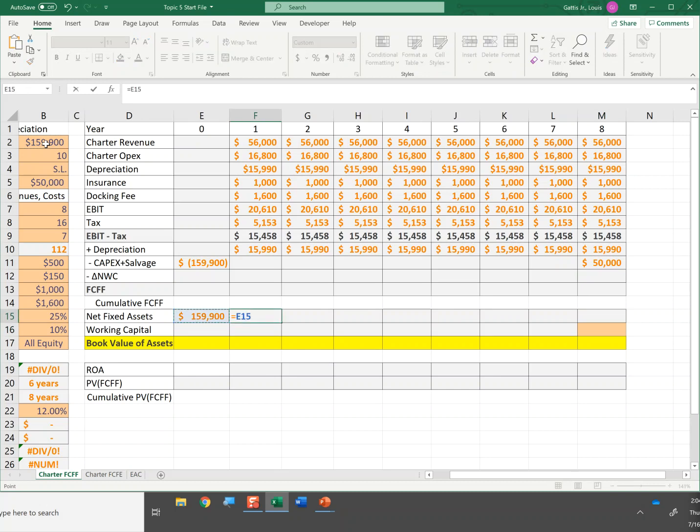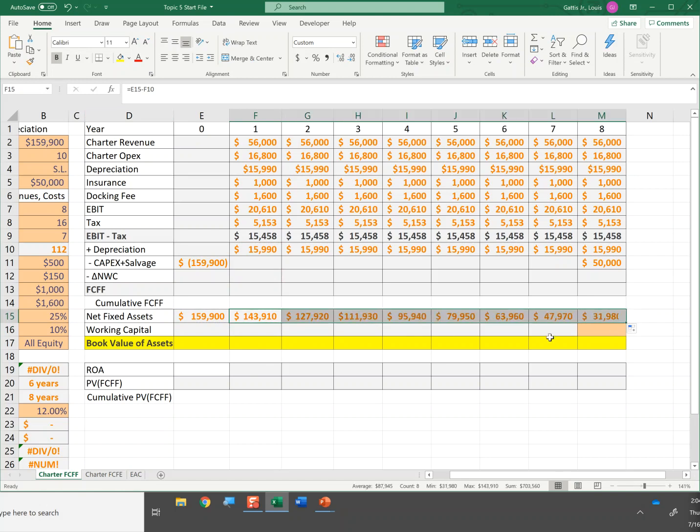And then I'm going to take that number and subtract the depreciation. So at the end of the first year, the IRS considers that boat to have a value of $143. And if I copy that across, according to the IRS, that boat is worth $31,980 when I sell it.